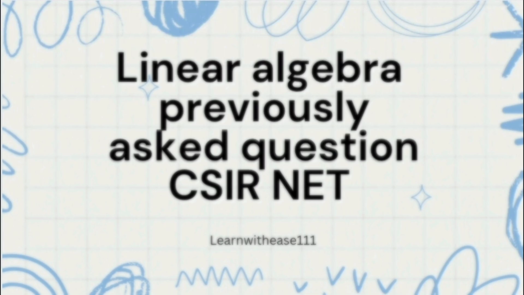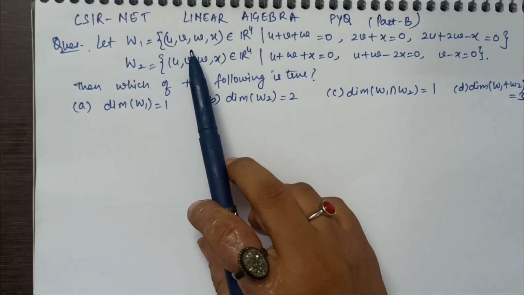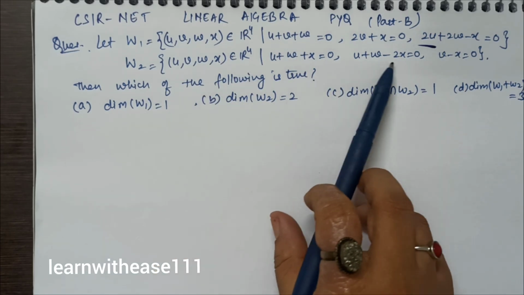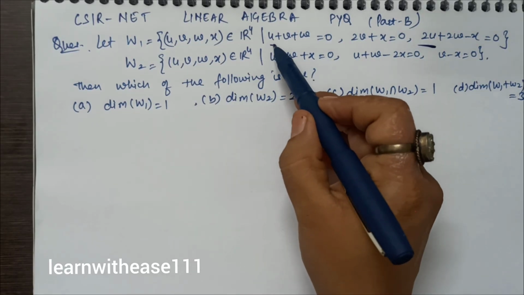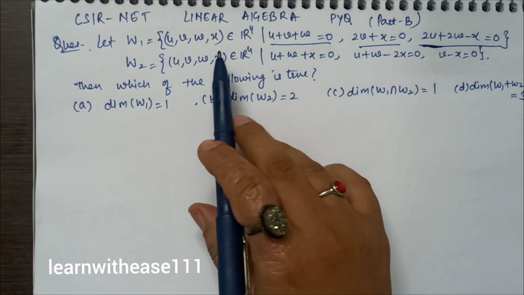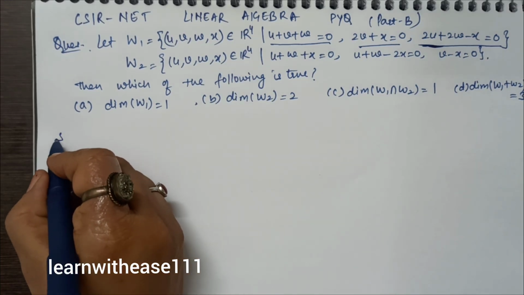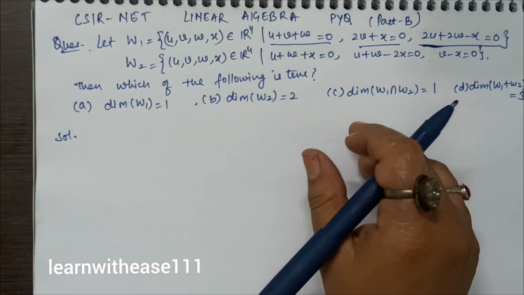Linear algebra, a previously asked question from CSIR NET. W1 is a subspace of R4 space with three conditions given, and W2 is also a subspace of R4 space with the conditions given. Then which of the following is true? Dimension of W1 is 1, dimension of W2 is 2, dimension of W1 intersection W2 is 1, and D part is dimension of W1 plus W2 is 3.